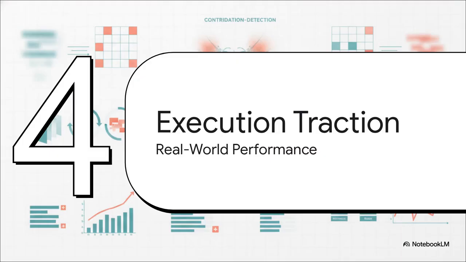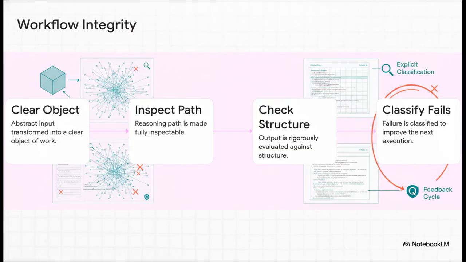Section 4, Execution Traction. Okay, so how does this perform under pressure? Here's the exact workflow integrity path that proves execution. Step 1. The abstract input is immediately transformed into a highly specific, clear object of work. Step 2. The AI's reasoning path is pulled right out of the black box and made fully 100% inspectable. Step 3. The output is rigorously evaluated against the required structure.